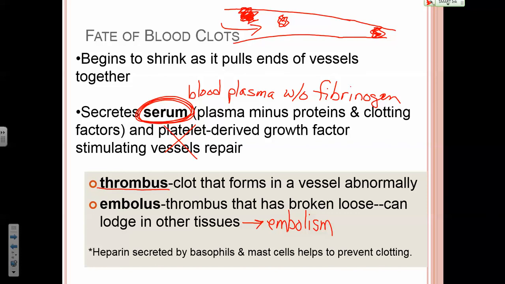I've talked about heparin. Remember, that's an anticoagulant. And it's secreted, we've already talked about this, by basophils, but back in AMP1, we saw it secreted by mast cells, which are kind of like basophils that get out into the tissues, and that helps prevent the clotting. So if somebody has suffered from an embolism, they're going to give them heparin or other anticoagulants to try to dissolve it.